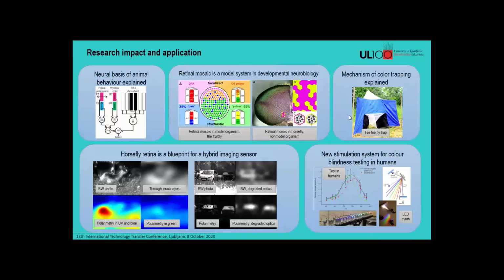And along with the study, we developed a new stimulation system, which was successfully applied for the detection of color blindness in humans. So a stimulation system that was used for horsefly characterization equally well performs in detecting human subjects without mid or long wavelength sensitive cones, and now we are developing this system together with the eye clinic hospital for clinical testing in an objective manner. Thank you for your attention. Questions welcome.